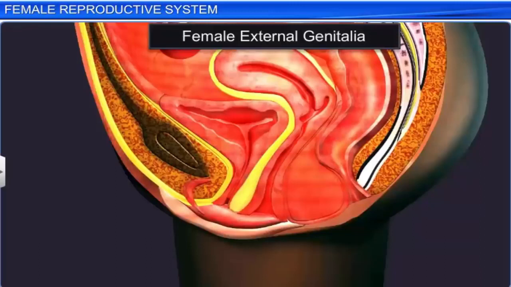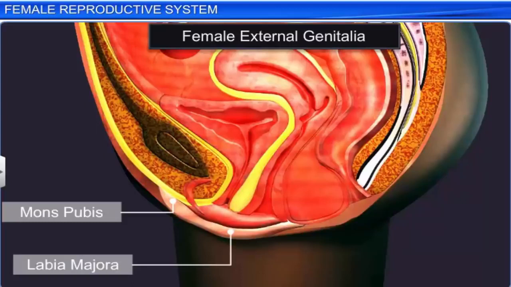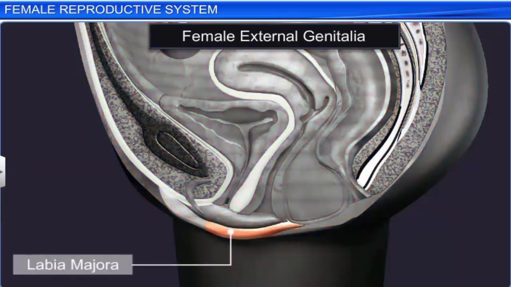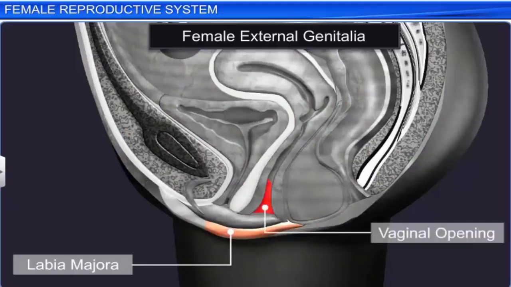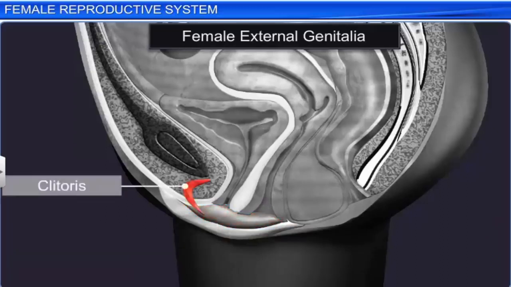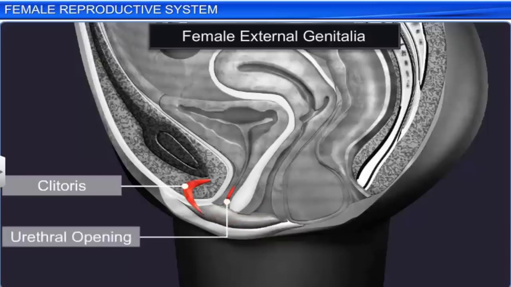The female external genitalia includes the mons pubis, labia majora, labia minora, and the clitoris. The labia majora consists of fleshy folds of tissue that extends down from the mons pubis and surrounds the vaginal opening. Hidden under the labia majora is the labia minora. Towards its upper end lies the clitoris, a small finger-like structure, and below it is the urethral opening.